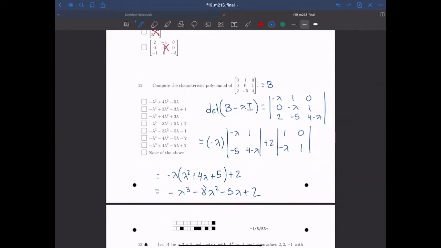Oh yeah, I don't know where the 2 came from in my head. What was I doing? Minus 4 lambda squared minus 5 lambda plus 2. Is this one of the options we have? I think it should be. I think it's this. Second from the bottom. Is that second from the bottom there? Yeah, there we go.